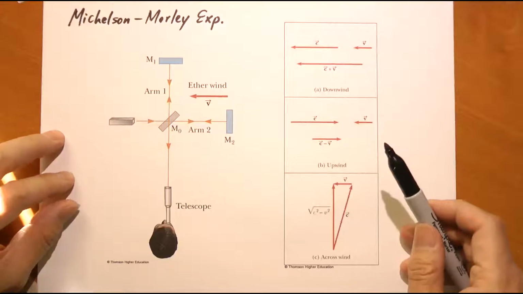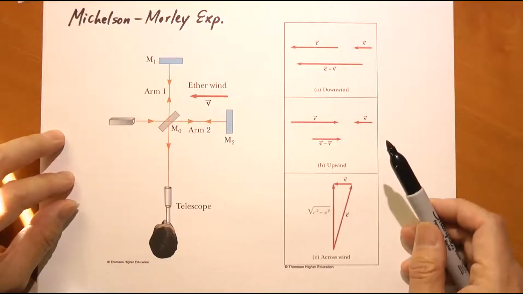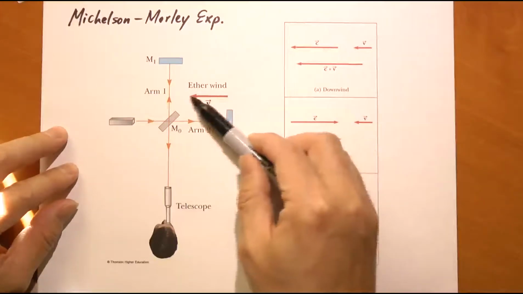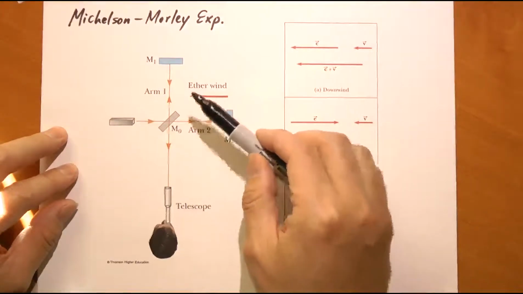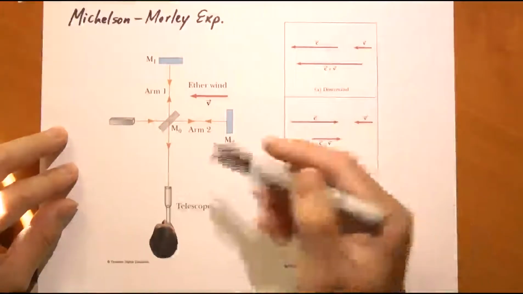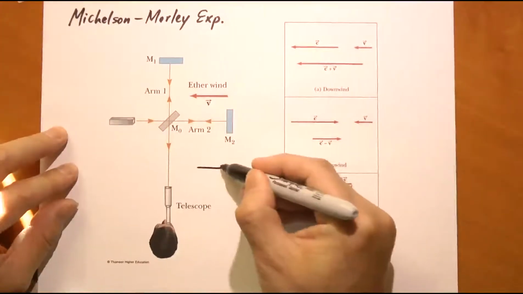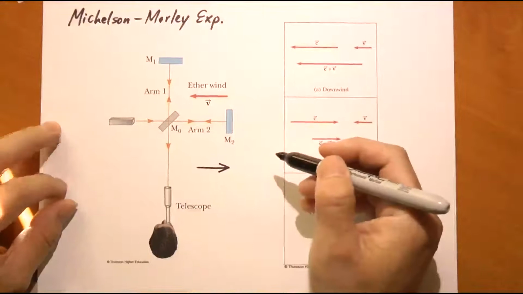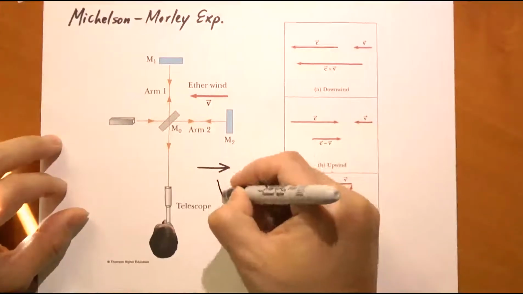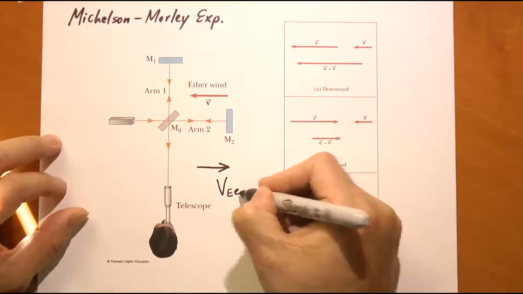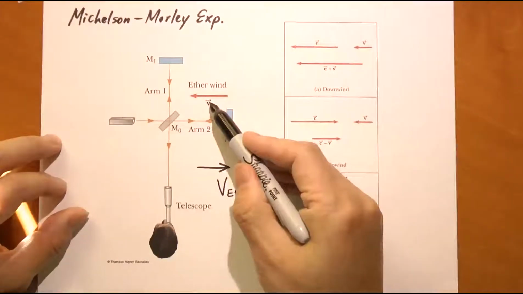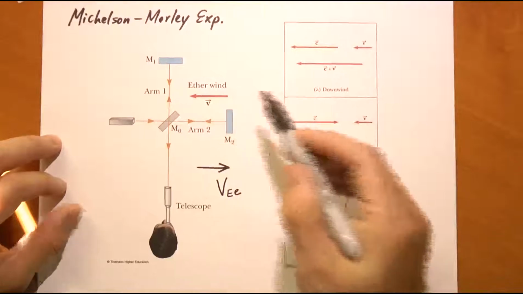Now, suppose the Earth moves through ether. There is this thing called ether wind, which means this is how fast the ether moves relative to the Earth. In other words, the Earth actually travels this way, through the sea of ether. Okay, so this is v of Earth relative to ether. So this v is the velocity of the ether relative to the Earth.